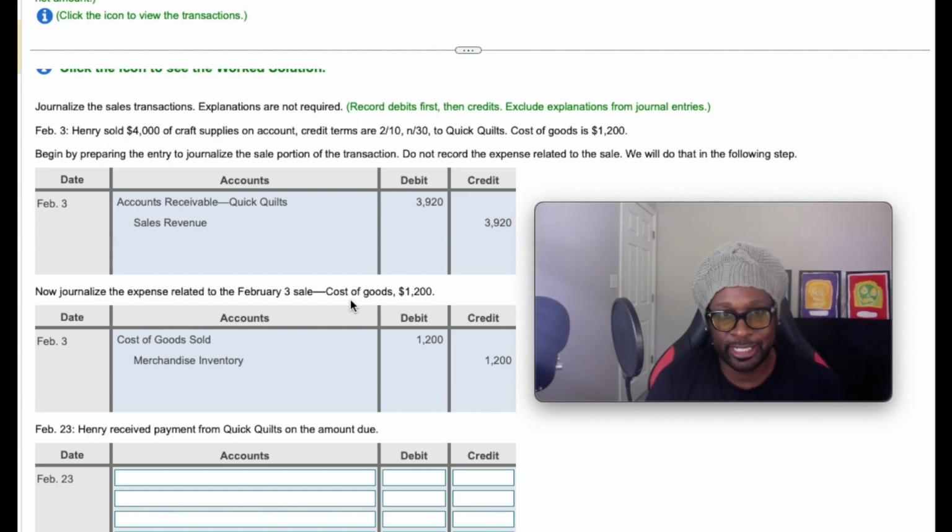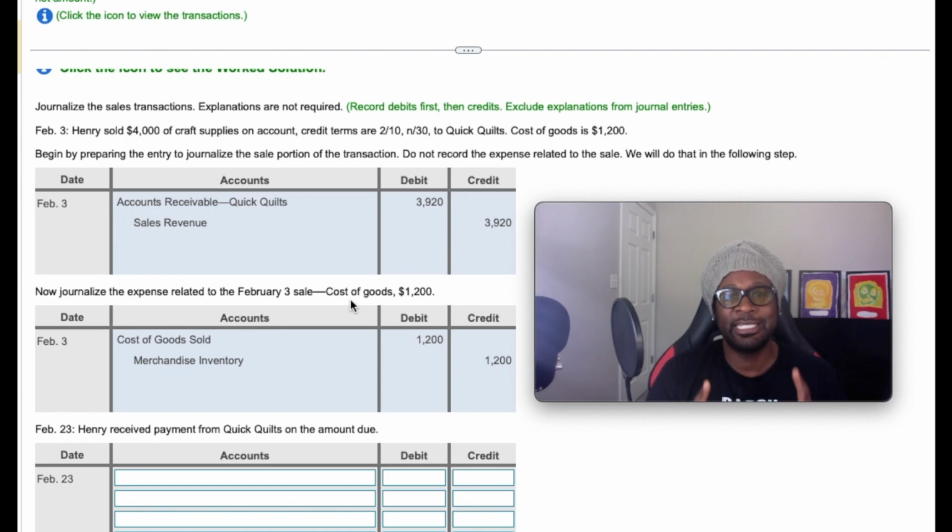So here's the deal, gang. It is now February 23rd, and this is considered a collection on the account. But one thing we must consider is the dates involved. Remember, our initial sale transaction occurred on February 3rd. It is now the 23rd. So one thing we have to address is whether or not a discount is involved. And obviously we know it's not. It is without the discount.